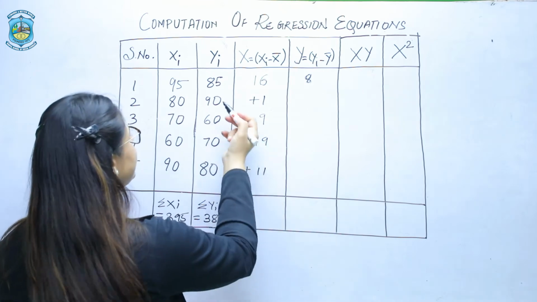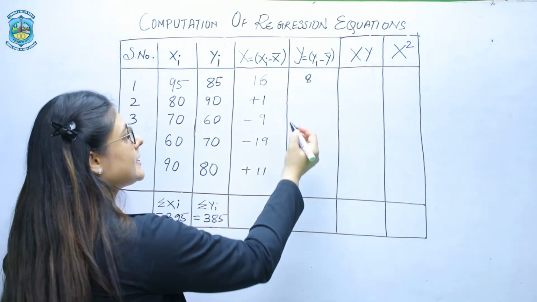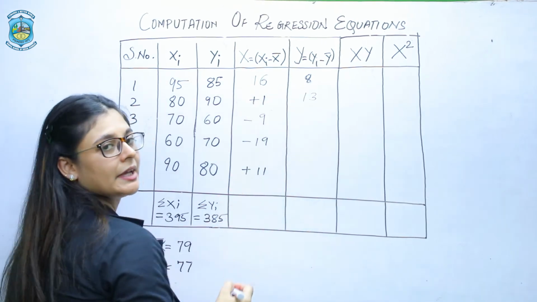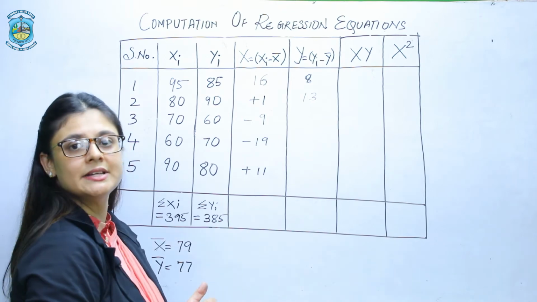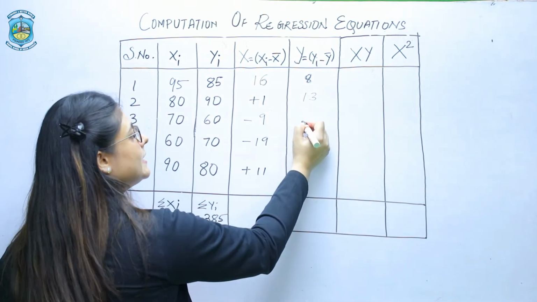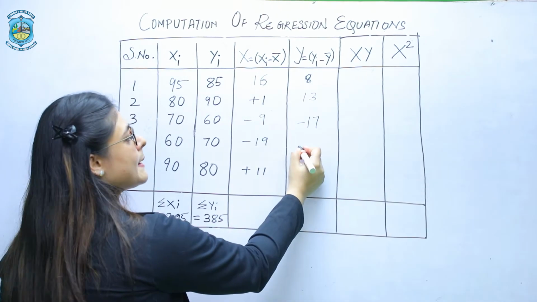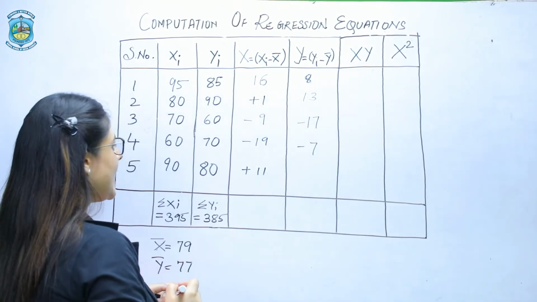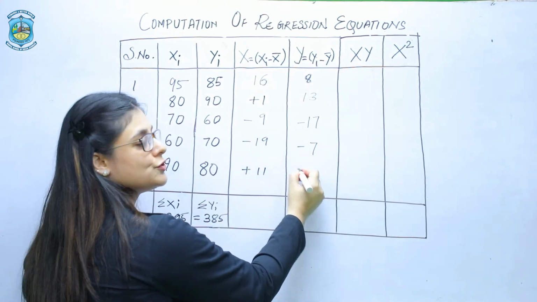Next is 90 minus 77, that is going to be a 13. Next we have 60 minus 77, that is going to be minus 17. Next value is minus 7, and lastly 80 minus 77, that is 3.